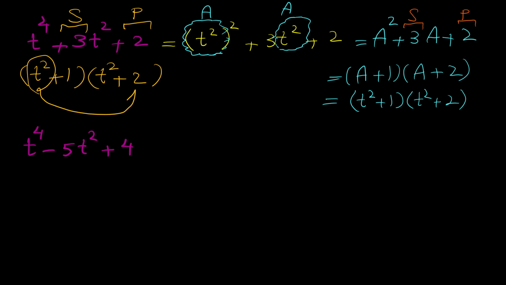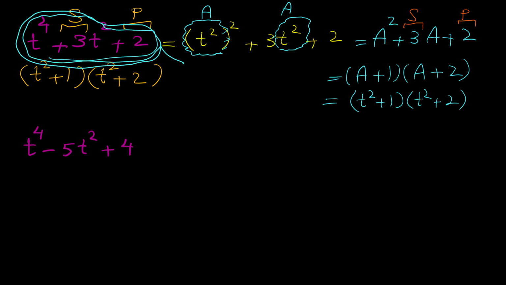T2 times 2 is 2T2. 1 times T2 is T2. 2T2 plus 1 T2 would give you 3T2. 1 times 2 is 2. But the thing is that when you see something like this, you have to notice that this is like a trinomial. This is like A to the 2 plus 3A plus 2.